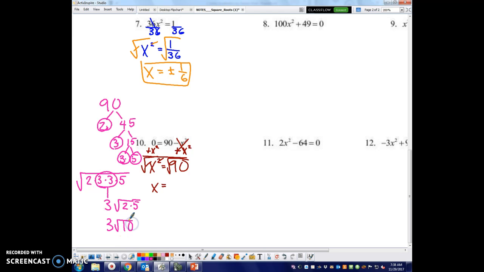10. So our answer over here, x equals what? Not 3 to the square root of 10, but what? What's it missing? Plus or minus. Very good. So x equals plus or minus 3 to the square root of 10.